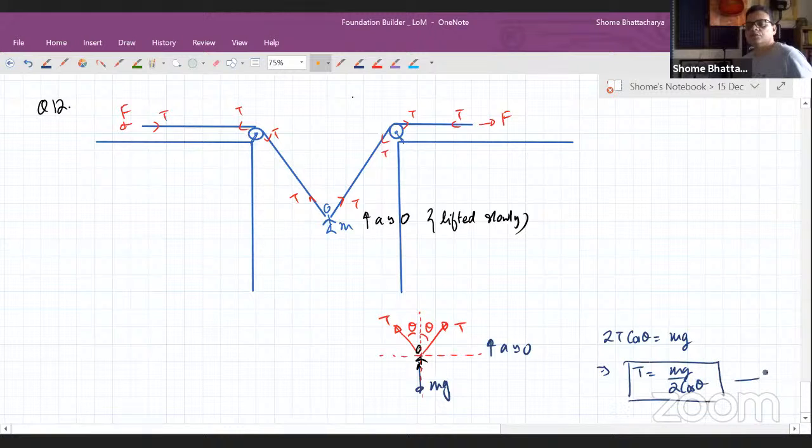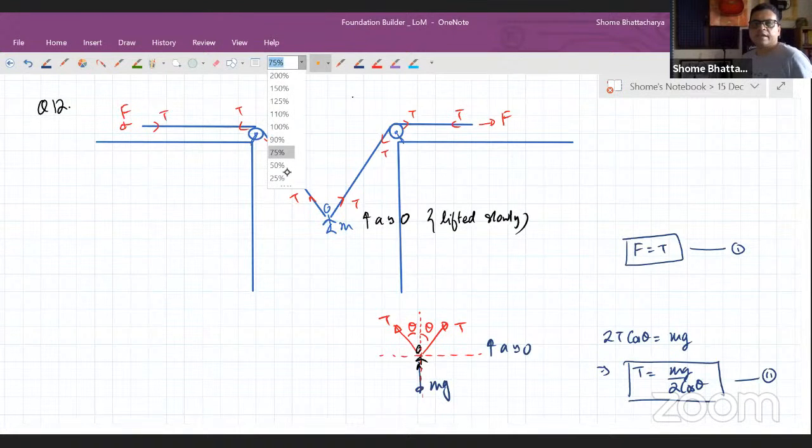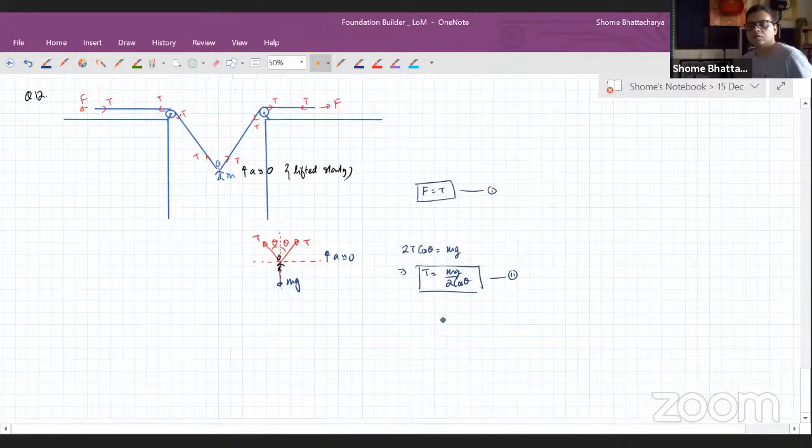Okay. Let's say this is your second equation. Of course, you know that F is equal to T. Whatever force you're applying, that is the tension. So this is in fact our first equation. So combining these equations, you can see that basically F is equal to mg by 2 cos theta.